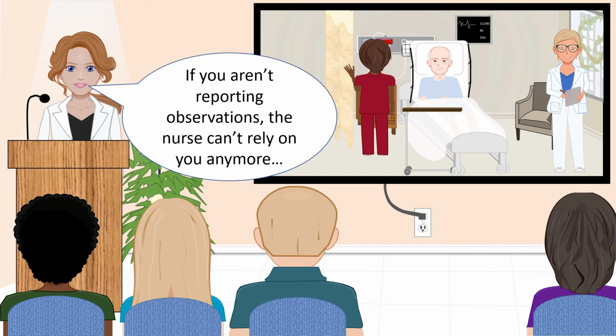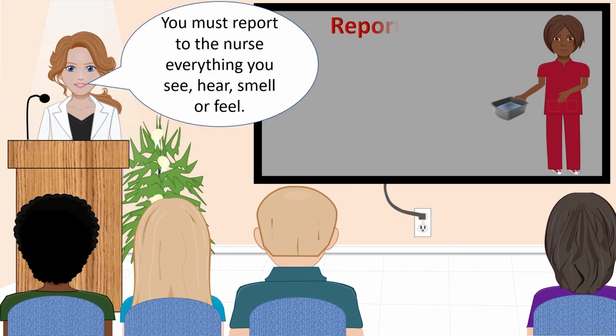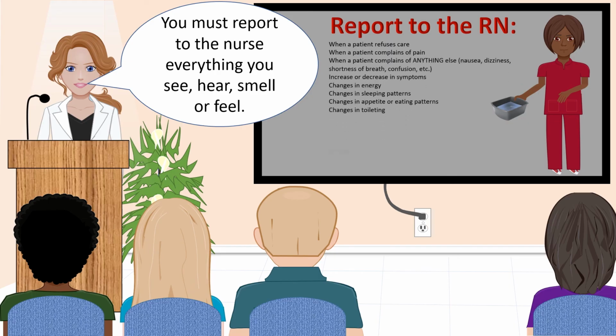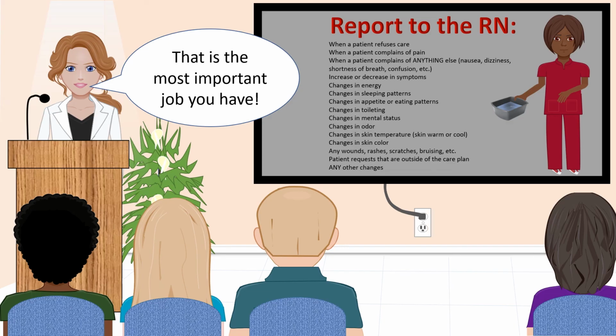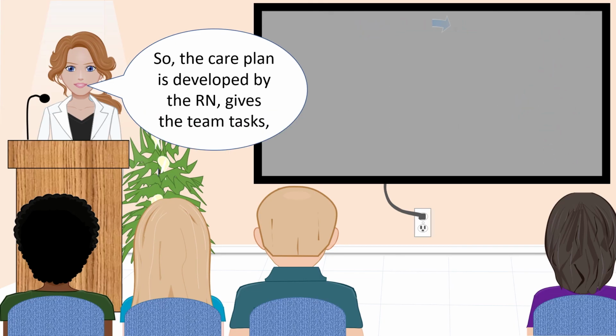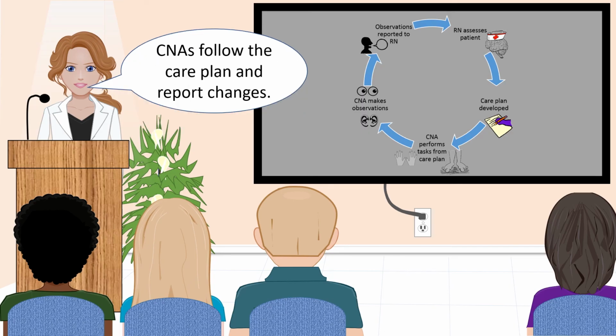If you aren't reporting observations, the nurse can't rely on you anymore. And if the RN can't rely on you, then you aren't a good assistant to that nurse. You must report to the nurse everything you see, hear, smell, or feel. Be a good assistant and report all changes and observations. This is the most important job you have. So the care plan is developed by the RN, gives the team tasks, CNAs follow the care plan, and report changes. Let's recap what we learned today.